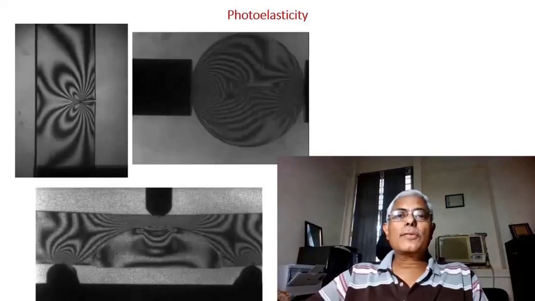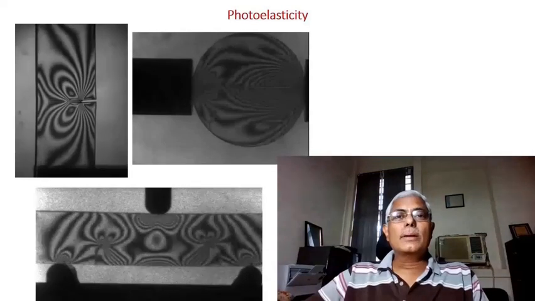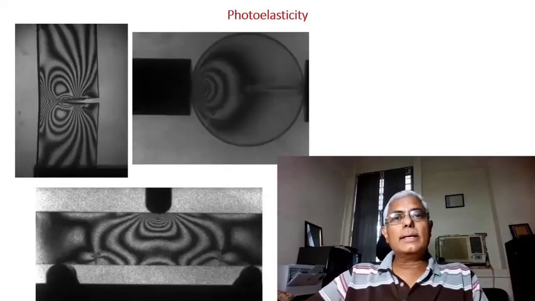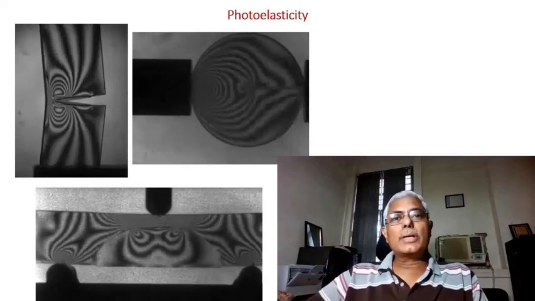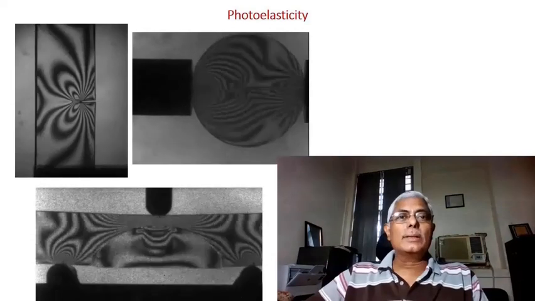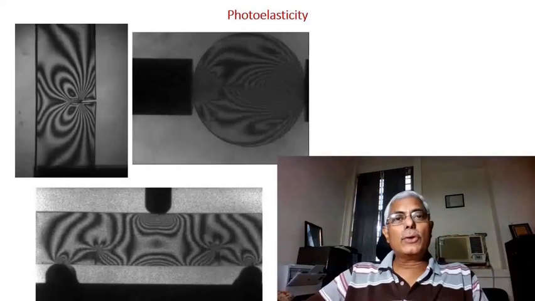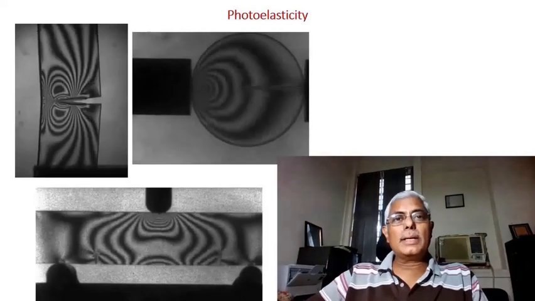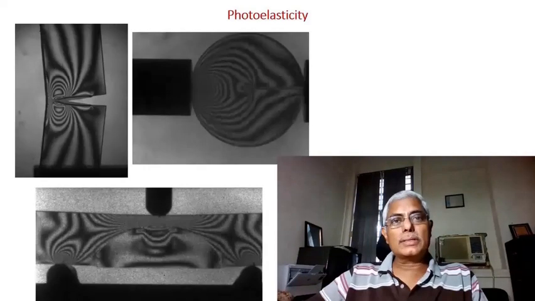In the first part of experimental stress analysis, you learned about strain gauges and how to use strain gauges to measure strain at certain locations on a structure. In the second part, we will focus on one of the full field measurement techniques, which is photoelasticity. Photoelasticity is a very powerful full field technique to visualize stress fields.